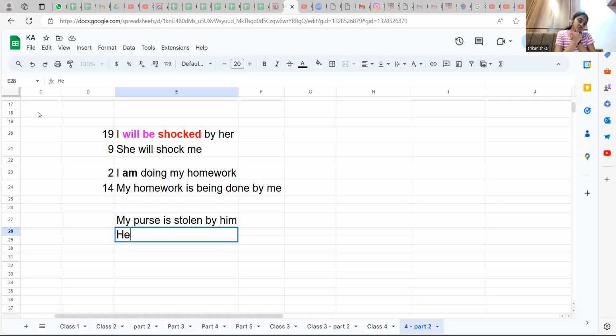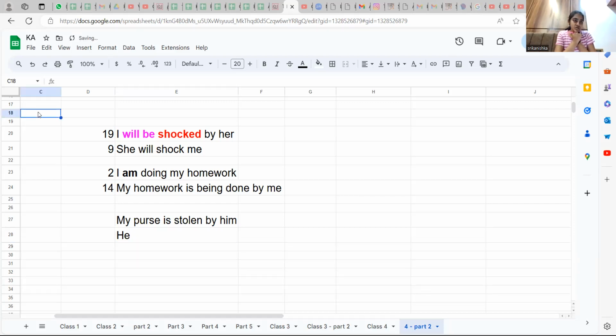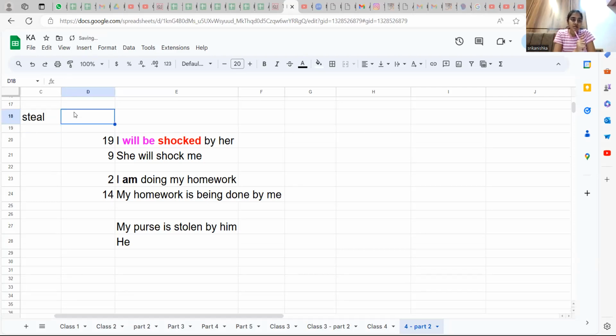Can you help me here? What is the V1 for that stolen? Steal. Can you repeat? Steal, stole, stolen. Very nice. Go with number two. V2 and V3 are the tough ones. Stole. Very nice. Stolen. V4, stealing. V5, steals. Very nice.